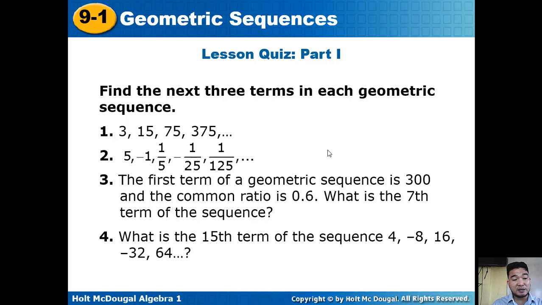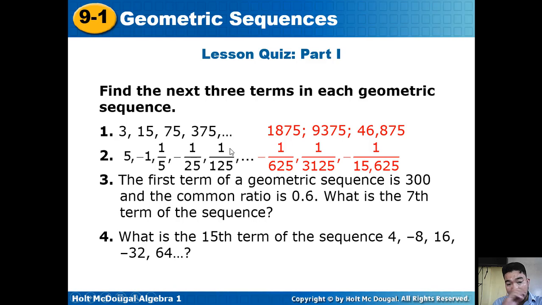Let's have number 1. We have 3, 15, 75, 375. So you get the common ratio, 15 divided by 3. So the common ratio is 5. So you simply multiply this term to 5 to get the next term, then multiply by 5, and then another 5. So you will get these 3 terms. Next, negative 1 and 5, you divide it, so you will have negative 1/5. So our common ratio is negative 1/5. So it's an alternate sequence. So you will have negative 1 over 625, 1 over 3125, and negative 1 over 15625.